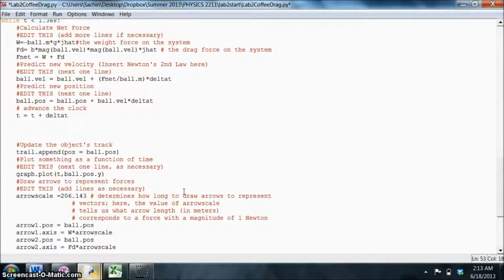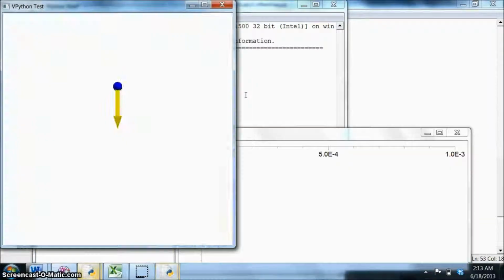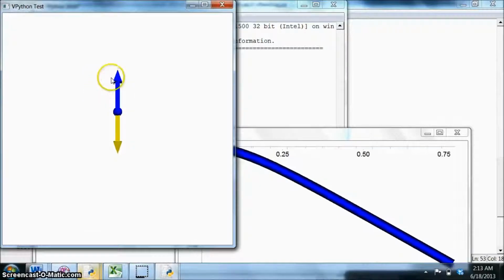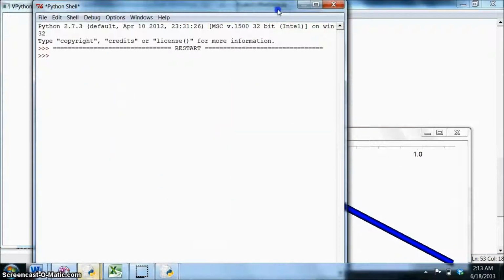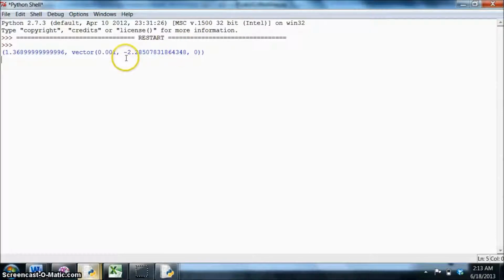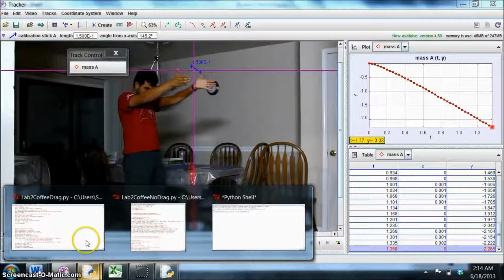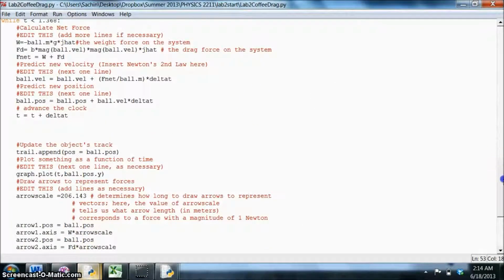We're going to use arrows to represent the drag force and the weight force in this experiment, and I did it the same way we were shown in the videos, with 2 meters divided by mg, and I got my arrow scale to be 206.143. I'll run my code and let you see how it looks. So the yellow arrow represents the weight force, the blue arrow represents the drag force, and the object falls in the negative y direction. This value here is negative 2.285, and that's the final position that we see here in Tracker. And that means my B constant drag coefficient is correct.